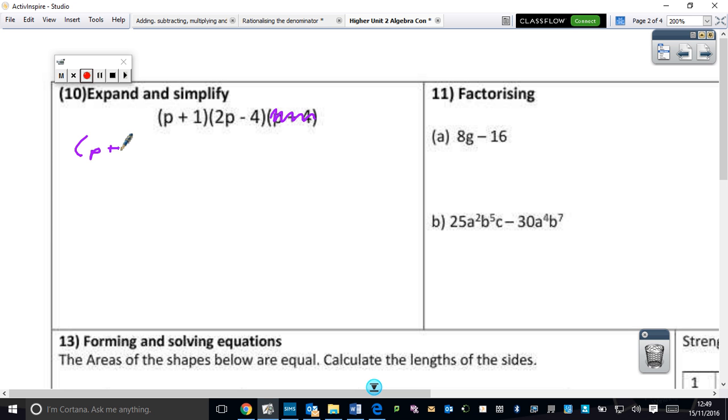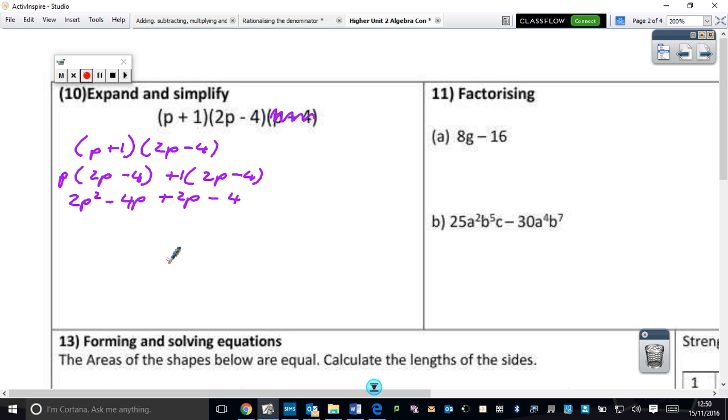So p plus 1, 2p minus 4. You do this the same way. So you split the first bracket and repeat the second bracket. So I'm just going to expand that the same way. I am going to go quite quick because I've just done this method. So I'm going to do p times 2p is 2p squared. P times minus 4 is minus 4p. 1 times 2p is 2p, and 1 times minus 4 is minus 4.